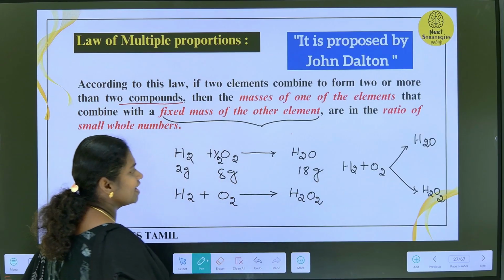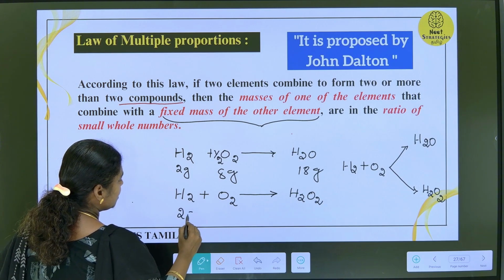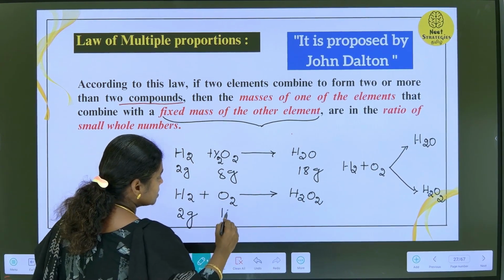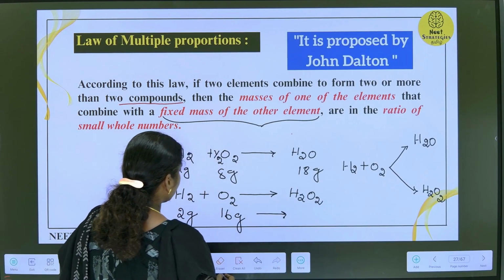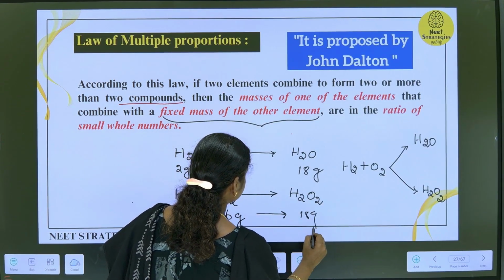18 gram of oxygen. In the case of water, 2 gram of hydrogen combines with 16 gram of oxygen to form water, which is 18 gram. In the case of H2O2, 2 gram of hydrogen combines with 32 gram of oxygen.